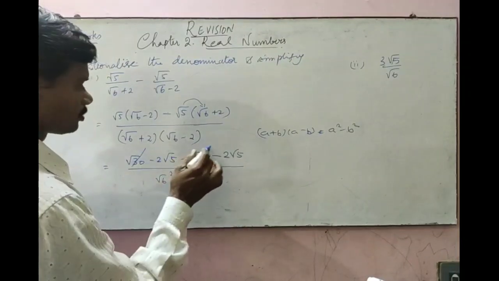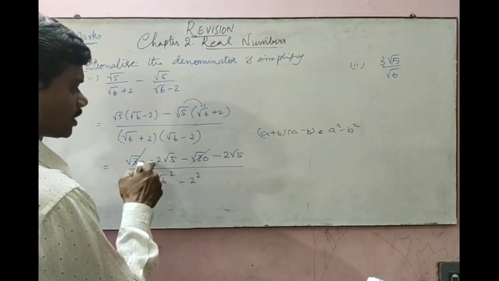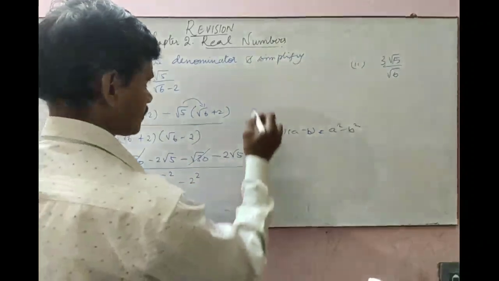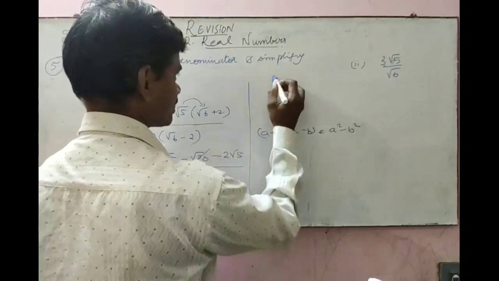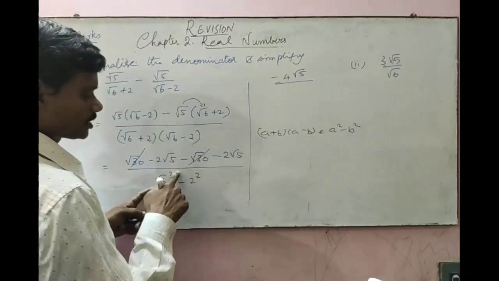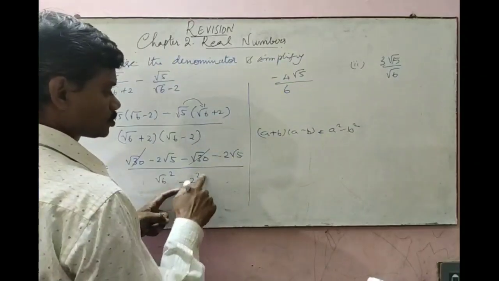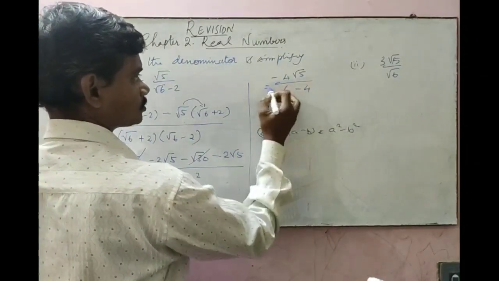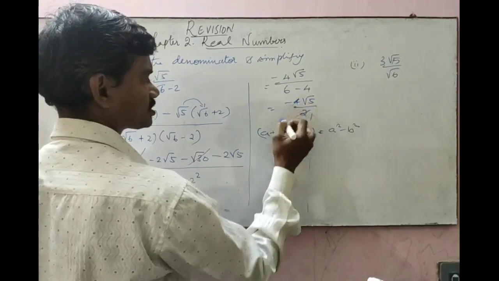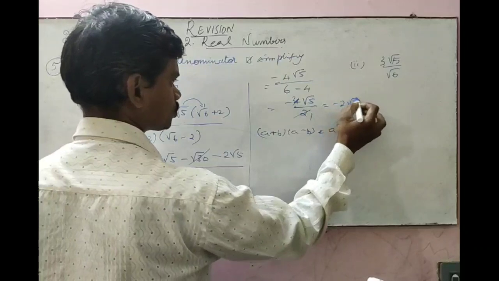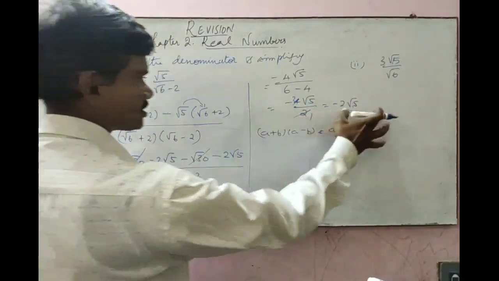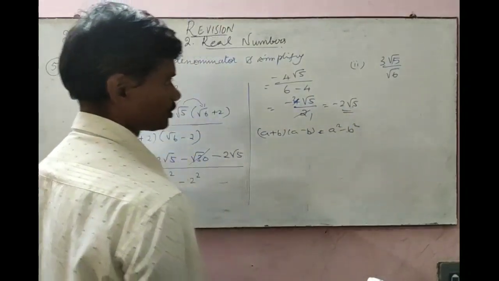Here root 30 minus root 30 gets cancelled. Minus 2 root 5 minus 2 root 5, if you add those two, you will get minus 4 root 5 whole divided by root 6 square gives 6, 2 square gives 4. So the answer is minus 4 root 5 by 2. If we cancel this, you will get minus 2 root 5. So this is the rationalized and simplified form.